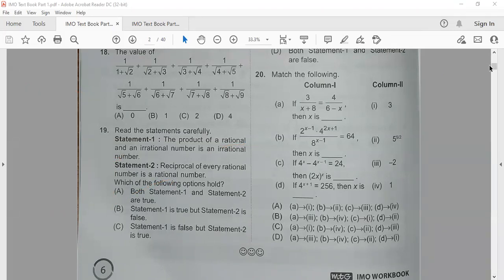Now the 20th question. This is also very easy. Match the following. How to do it? Okay, look at it.